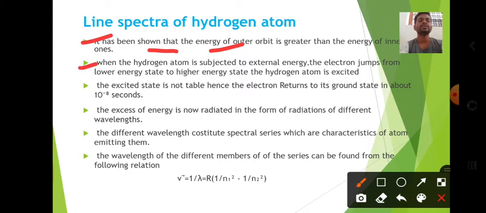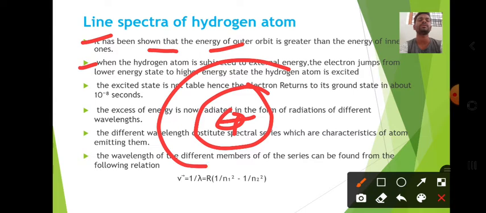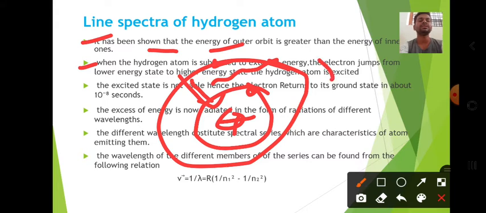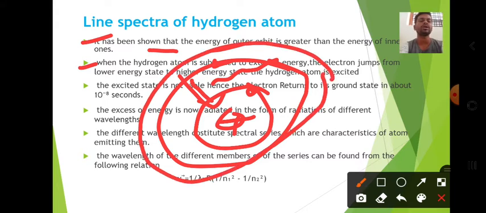Suppose this is a nucleus, and around the nucleus many orbits are present like this. Here is higher energy, here is lower energy. When the electron comes from a higher energy state to a lower energy state, it releases energy. This type of atom is called excited. So we simply say the atom is excited.